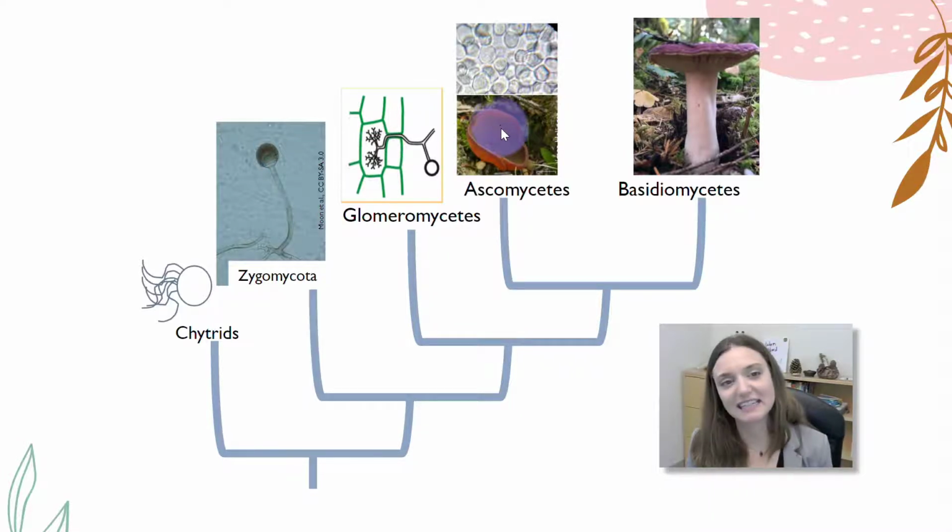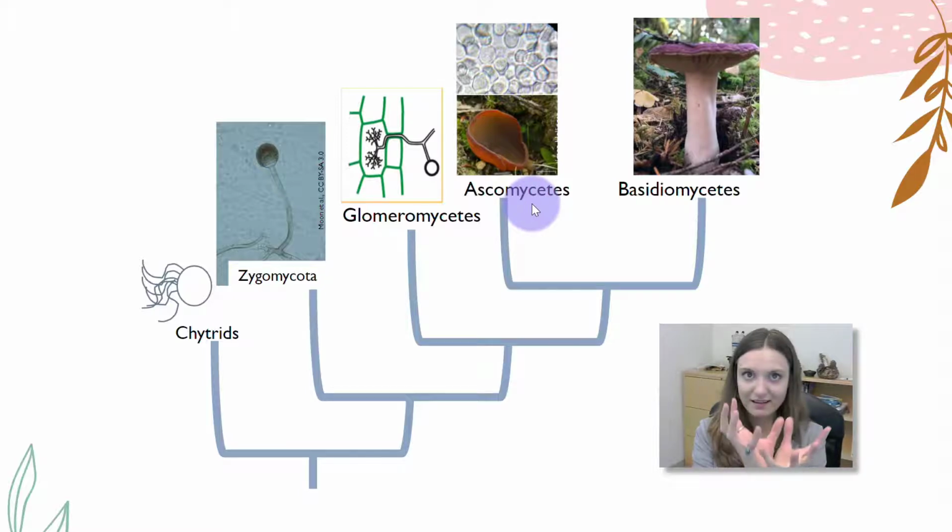Ascomycetes, we categorize these based on their cup structure. So asco means cup, mycete meaning fungus, basically. A famous member of this is the morel fungi. People go crazy for morels. It's a big one people are always looking for. But there's many different types of cup fungi, and they have some sort of fruiting structure that usually looks like a cup, but not always.